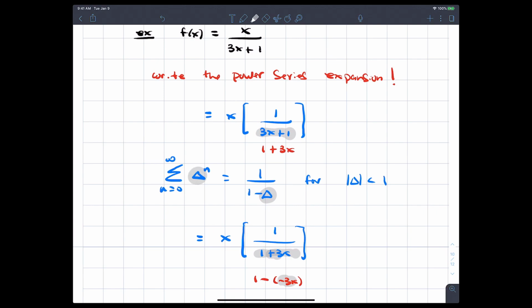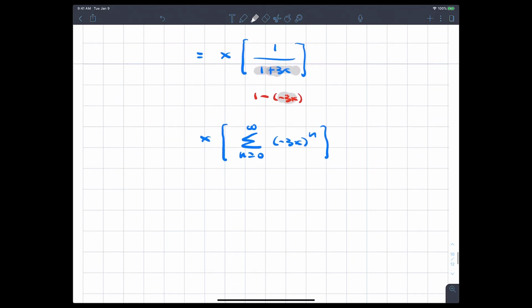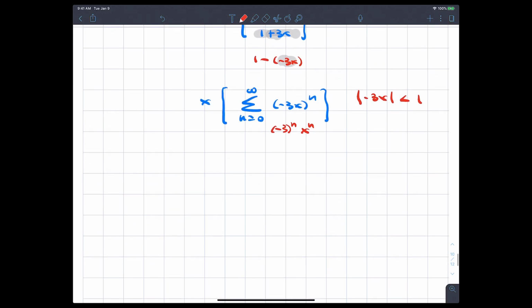And just raise it to the nth power. Of course, that assumes the absolute value of minus 3x needs to be smaller than 1. By algebra, this is negative 3 to the n, x to the n. At this point, I can distribute and put the x back in. So this is x times negative 3 to the n, x to the n.